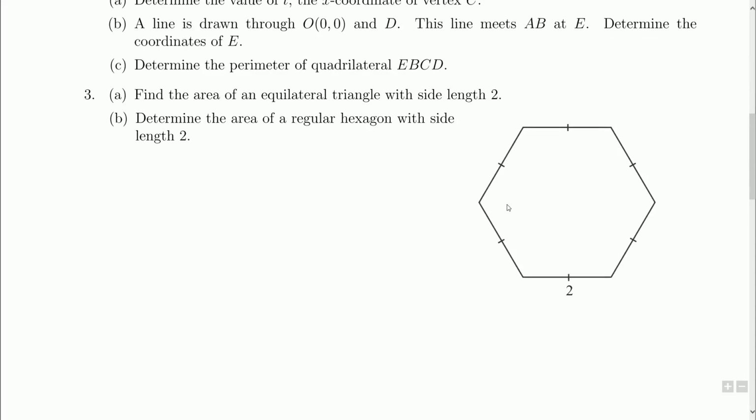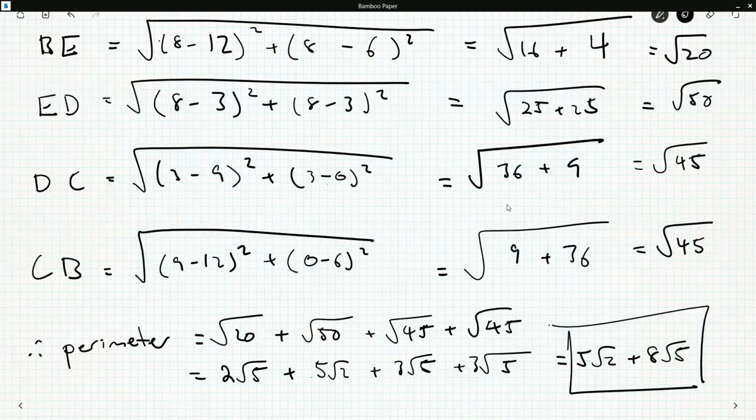So part A, find the area of an equilateral triangle with side length 2. So this is some very basic trigonometry, or I think the Pythagorean theorem will help us out, or just, do we remember 30, 60, 90 triangles? It's actually a pretty important formula to know in some cases, the formula for the area of an equilateral triangle, just in terms of its side length. So actually, I'm going to be a little more general.